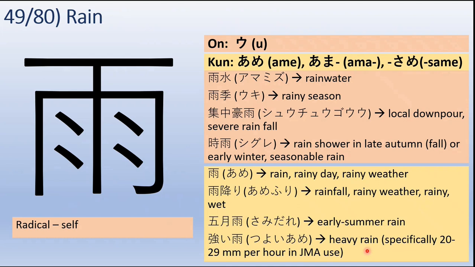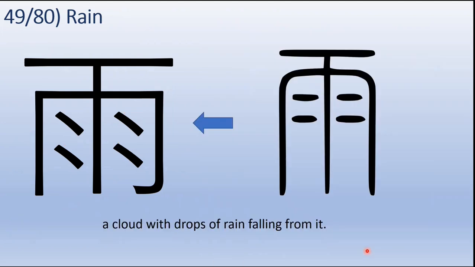It is again a radical by itself, and this is the stroke order. So this is the sky or the heaven, and this is a cloud, piece of cloud, and these are the raindrops that are falling from the cloud. So this kanji basically represents a cloud with drops of rain falling from it. So this is how it is derived.